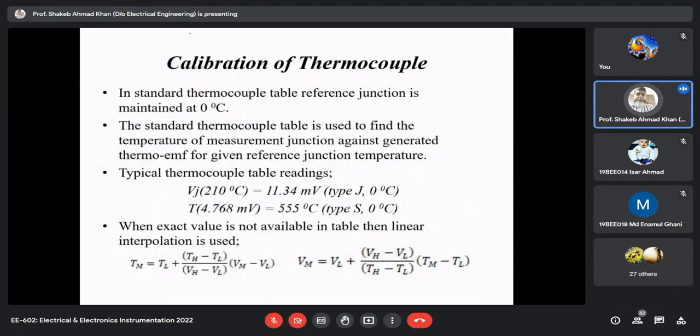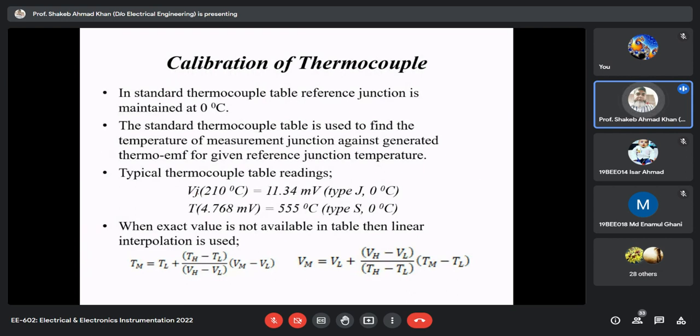So here I try to explain. I have written all those points which I spoke. In the standard thermocouple table, the reference junction is maintained at 0 degrees Celsius. That's what I told. The standard thermocouple table is used to find the temperature of the measurement junction against the generated thermo EMF for a given reference junction temperature. Whatever I tried to read in the table, I have given in a much easier form.